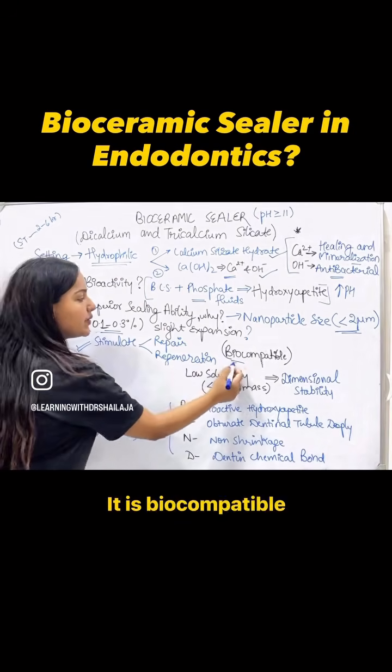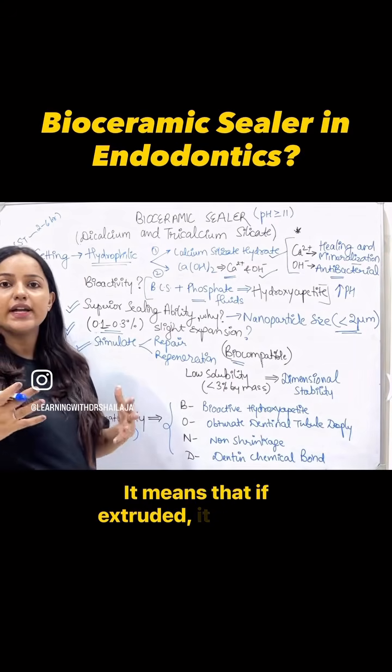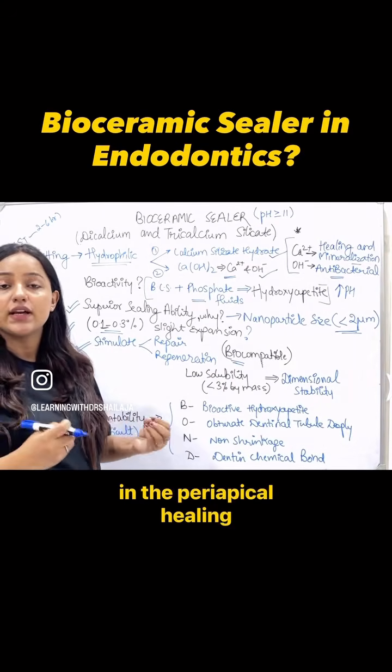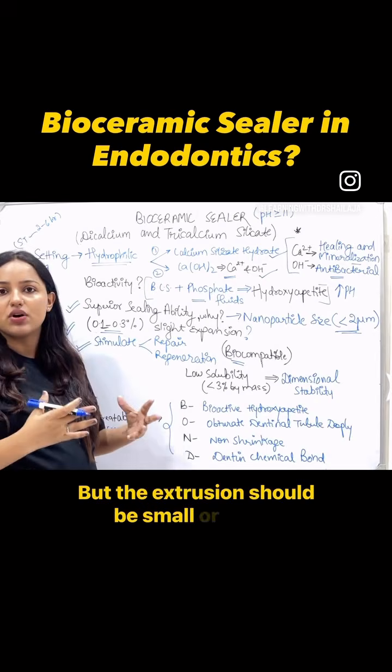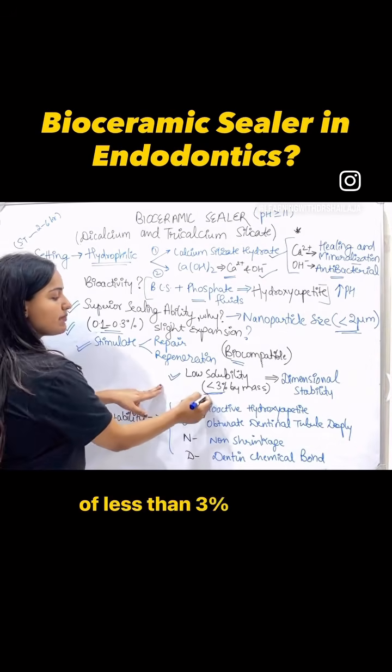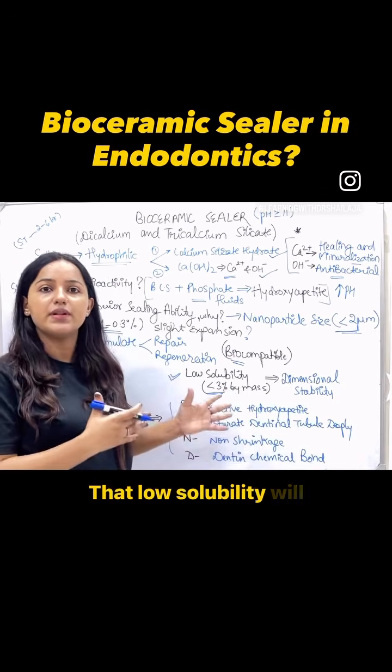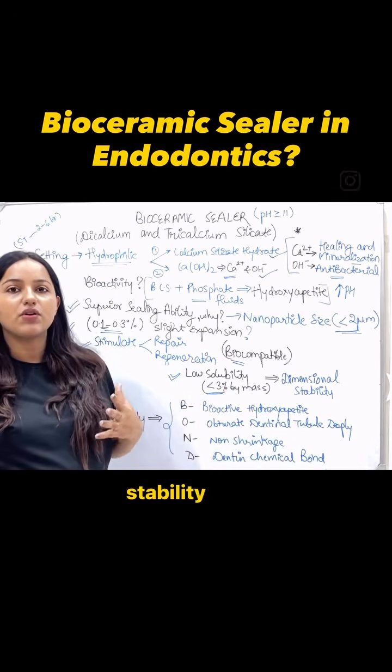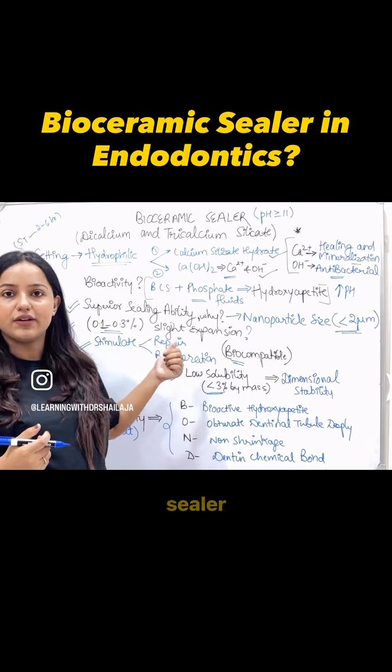It is biocompatible. It means that if extruded, it will help in the periapical healing. But the extrusion should be small or slight. It has a low solubility of less than 3% by mass. The low solubility will help in the dimensional stability of the bioceramic sealer.